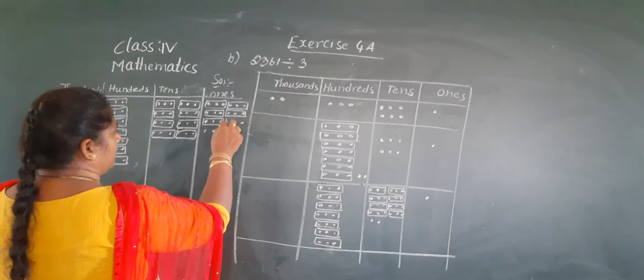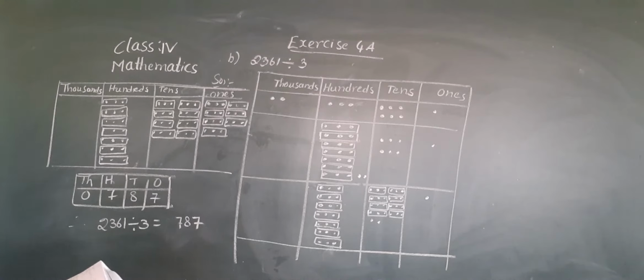So this one is the number of groups formed after the dots completed, after the division. Therefore, 2361 is divided by 3 and gives the answer 787. Okay, write down. Left side 0 has no value, so need not to write. 787. Finish.